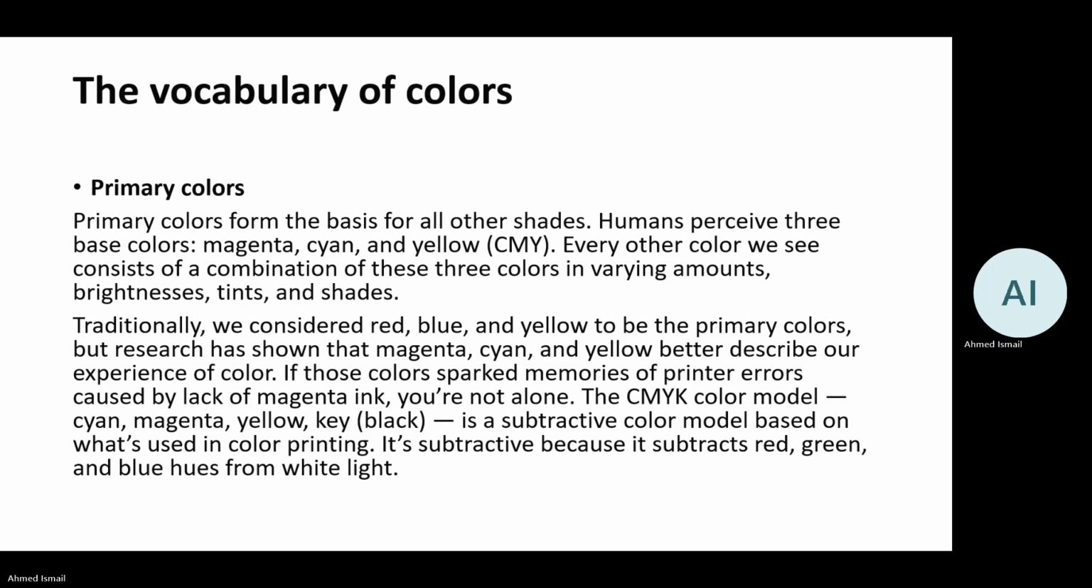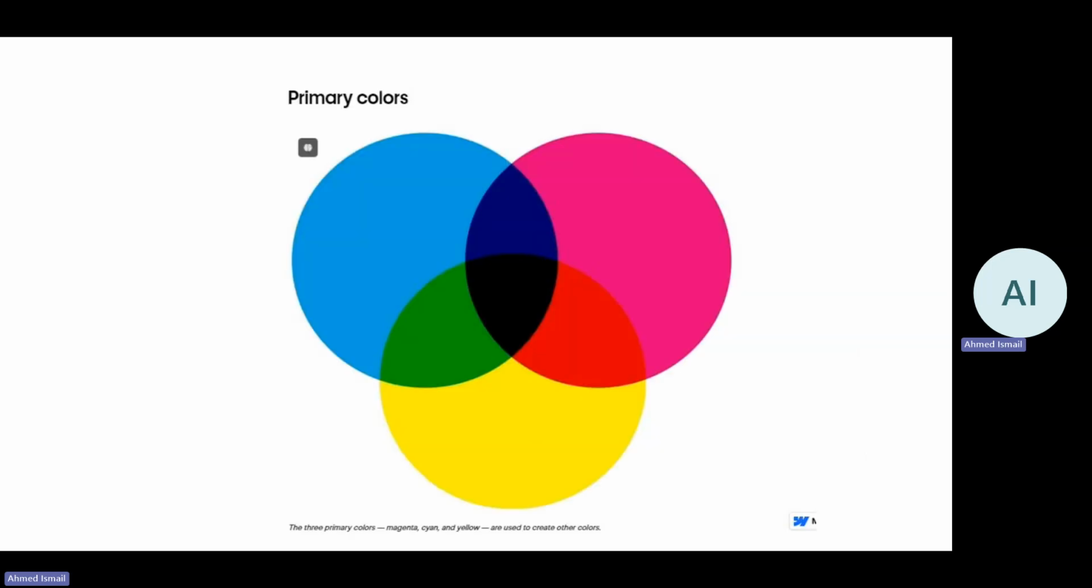Okay. Let's go to another slide. Which are these? These are the primary colors. These are the primary colors: cyan, magenta, and yellow. Okay, that's very easy.